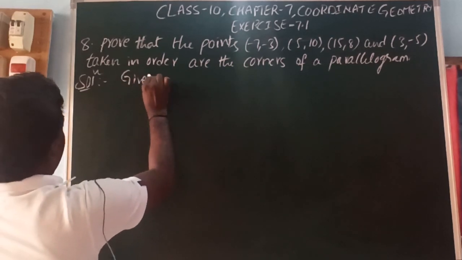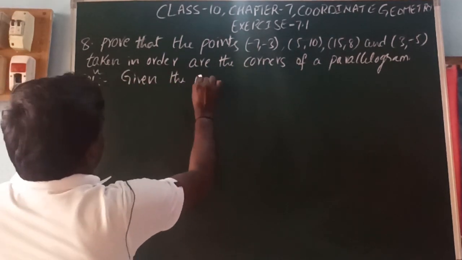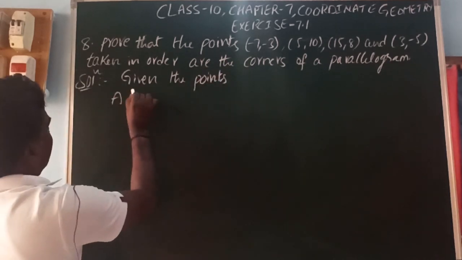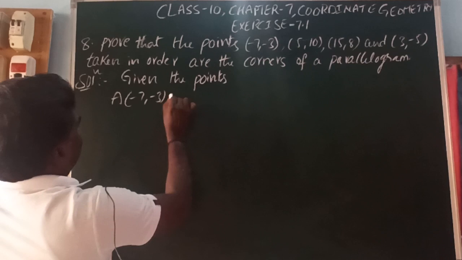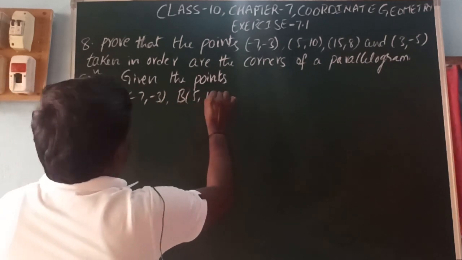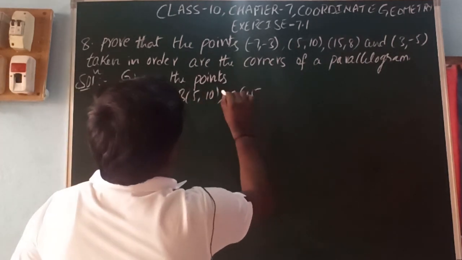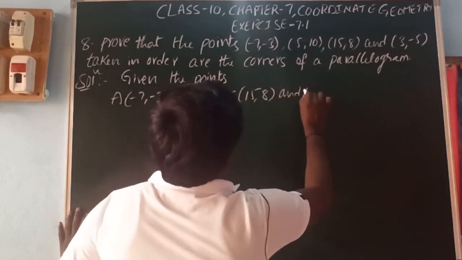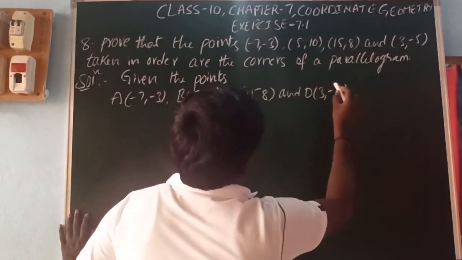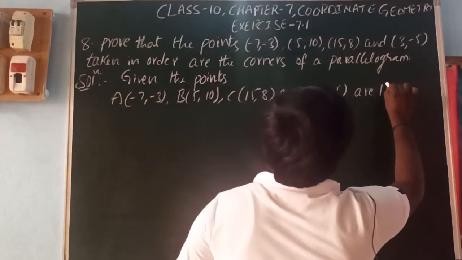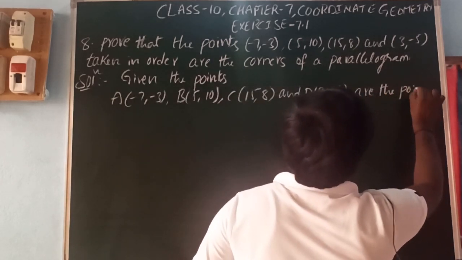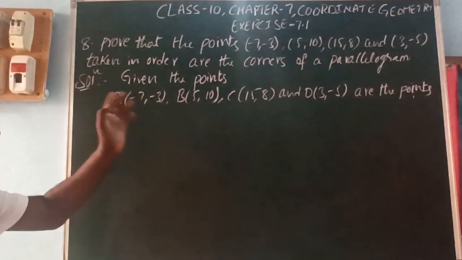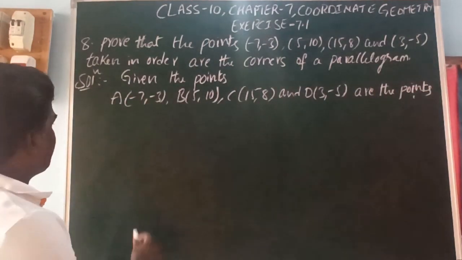Given the points A (-7, -3), B (5, 10), C (15, 8) and D (3, -5). They ask us to prove that it is a parallelogram. So how can we prove it?